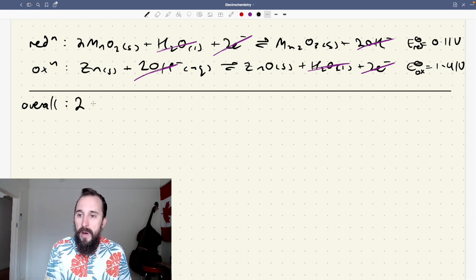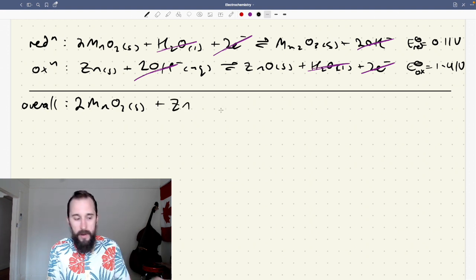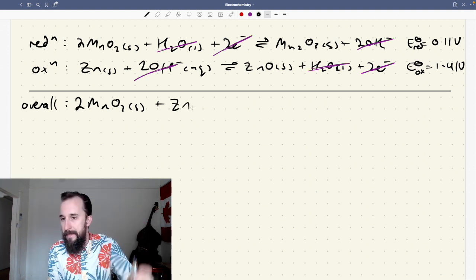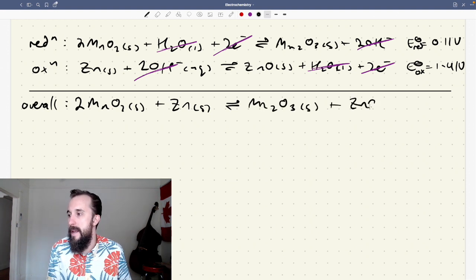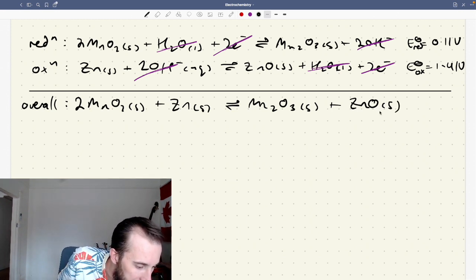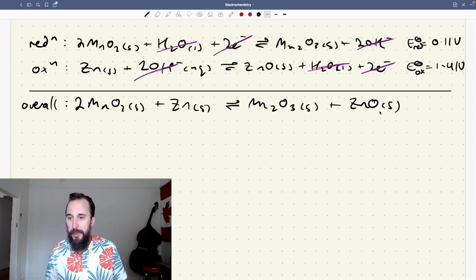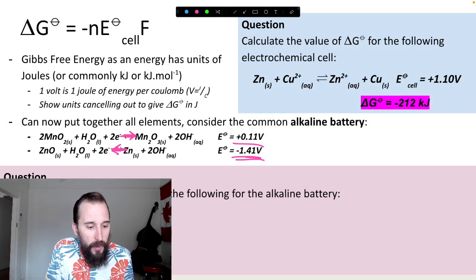And now let's just combine our half equations to get our overall reaction for the good old alkaline battery. So 2MnO2 solid plus zinc solid goes to Mn2O3 solid plus ZnO solid. And that there is going to be our overall reaction. Brilliant. So what now? Let's get some cell potentials going on.